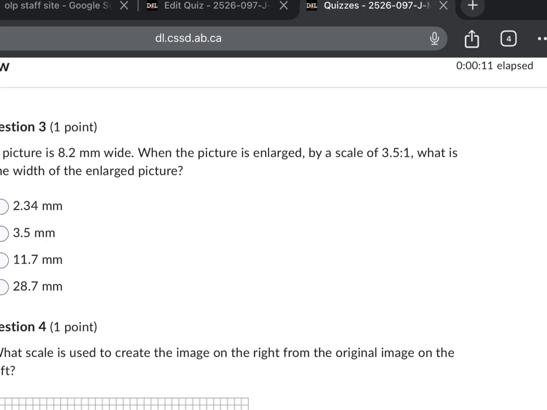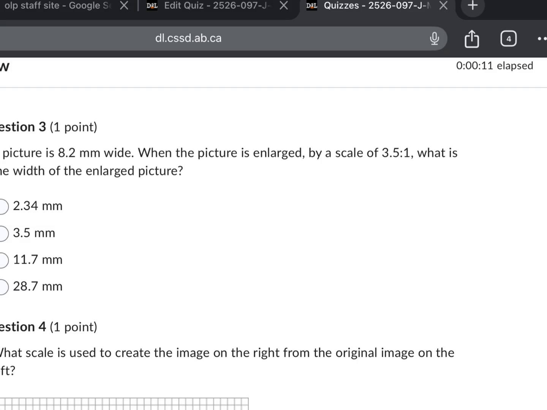Okay, so we're going to take a look at how to solve question 3. This is coming out of the 4.2 D2L quiz covering scale factor. So with this, starting with looking at the information given. It tells us a picture is 8.2 millimeters wide. When the picture is enlarged, it's enlarged by a scale of 3.5 to 1. And then we're asked, what is the width of the enlarged picture?